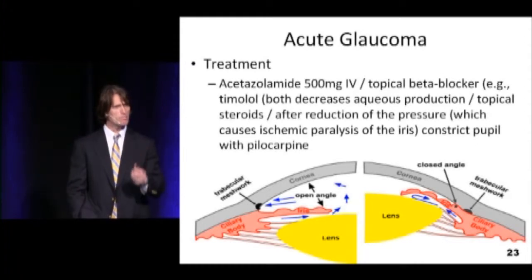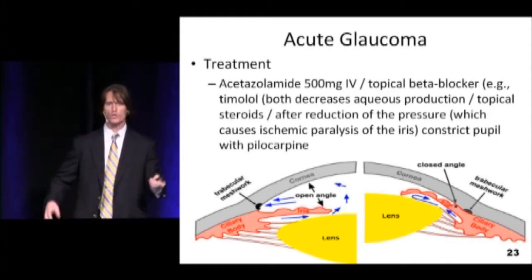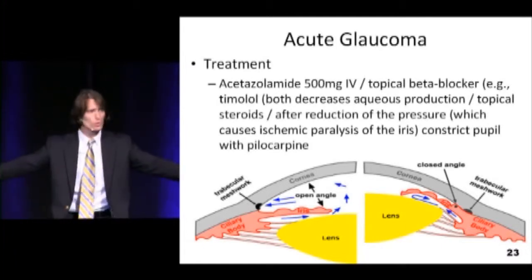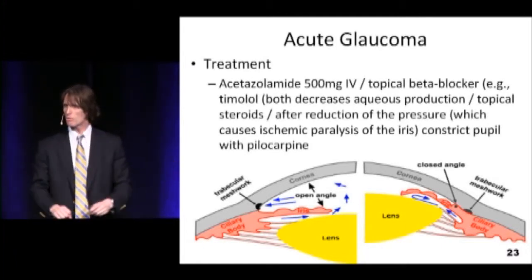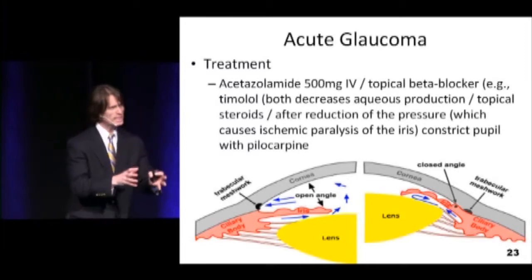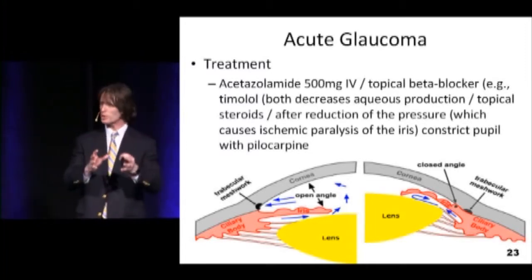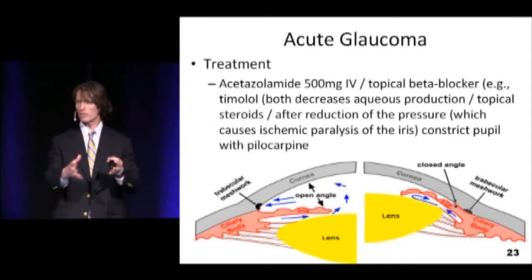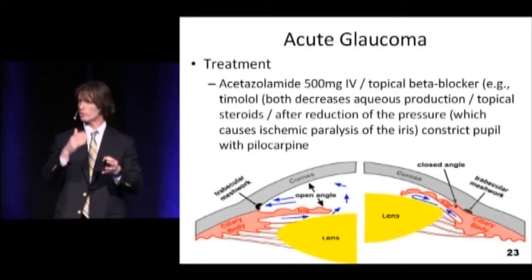It is a parasympathomimetic agent, which will help constrict the pupil, and if it constricts the pupil, it facilitates drainage of that aqueous humor. The problem is, early in this disease process, there is a pressure-induced ischemic paralysis of the iris. So if you give pilocarpine first, before you reduce the pressure a bit by stopping production of aqueous humor, pilocarpine isn't going to do anything. You've got to do the other things first, then pilocarpine.